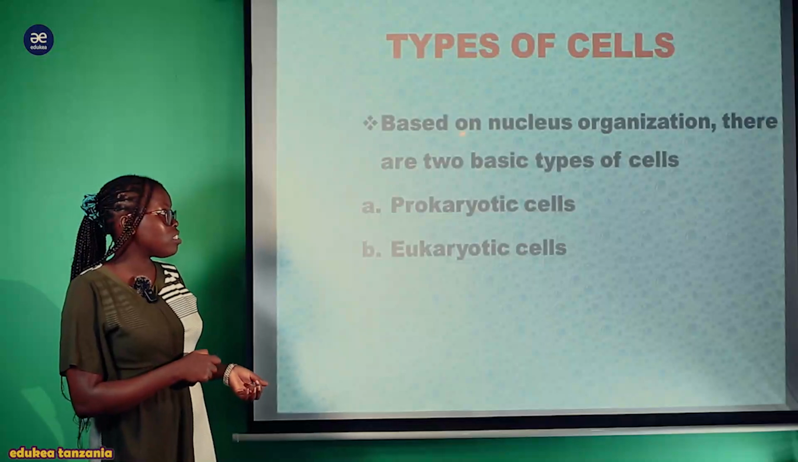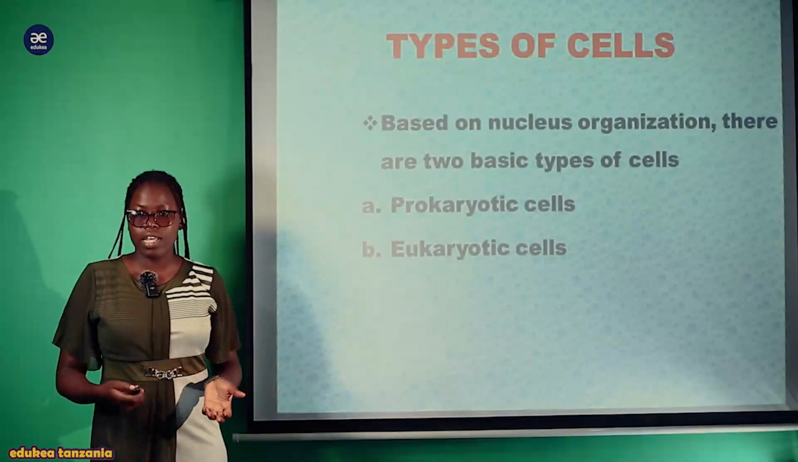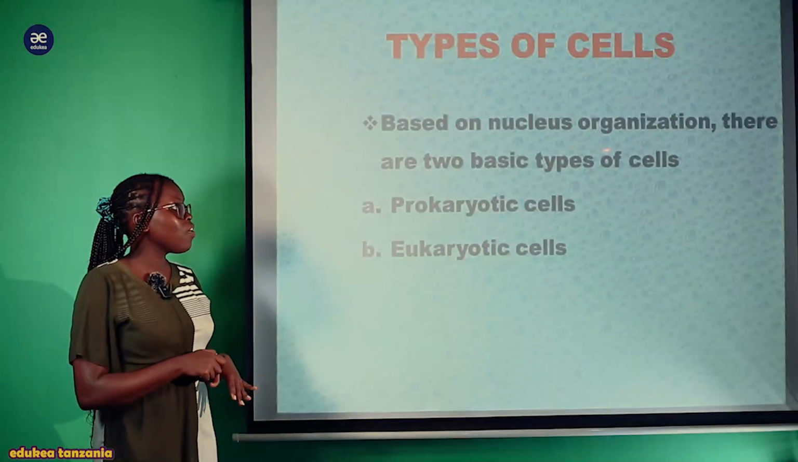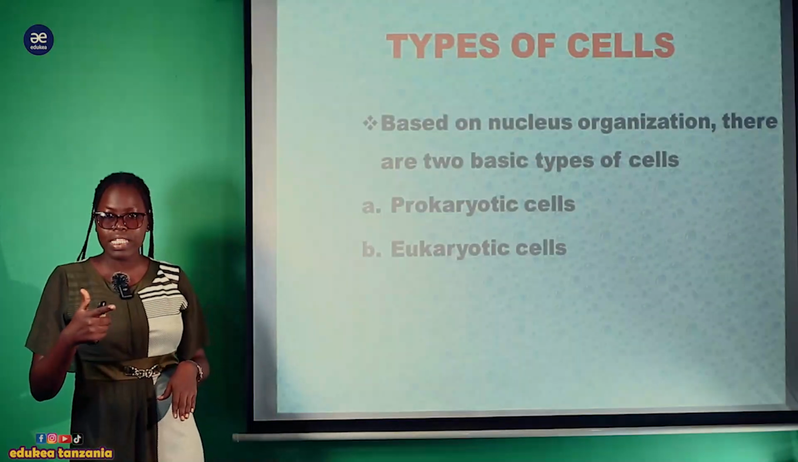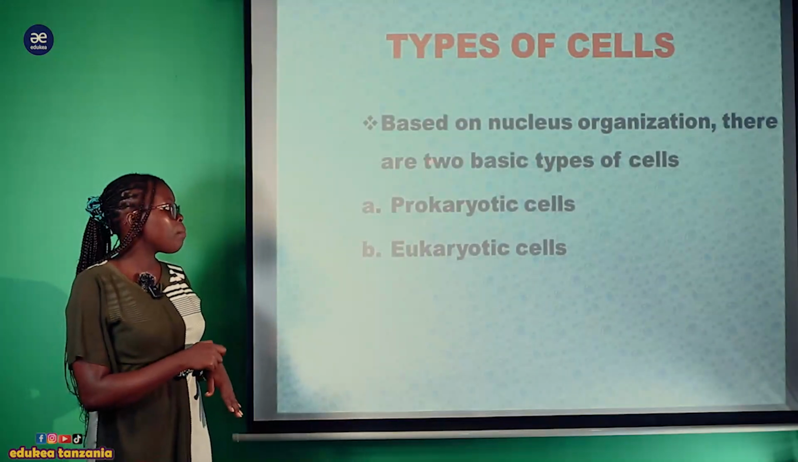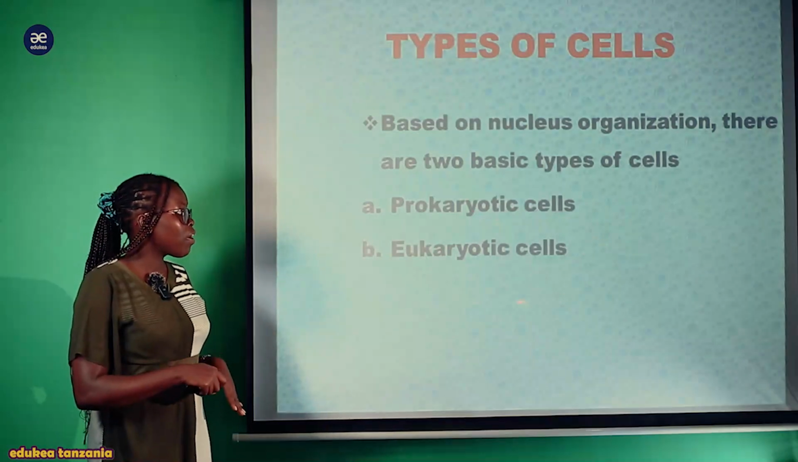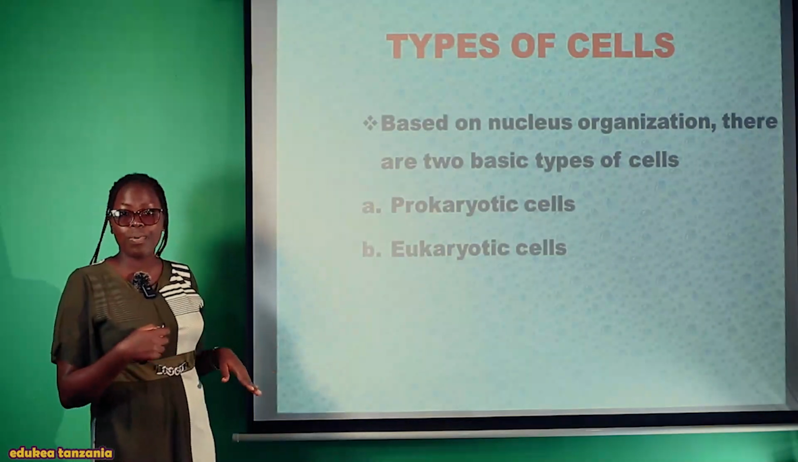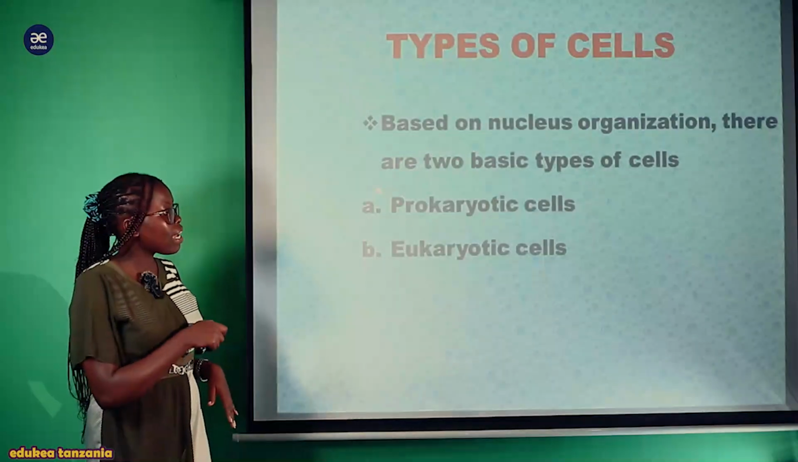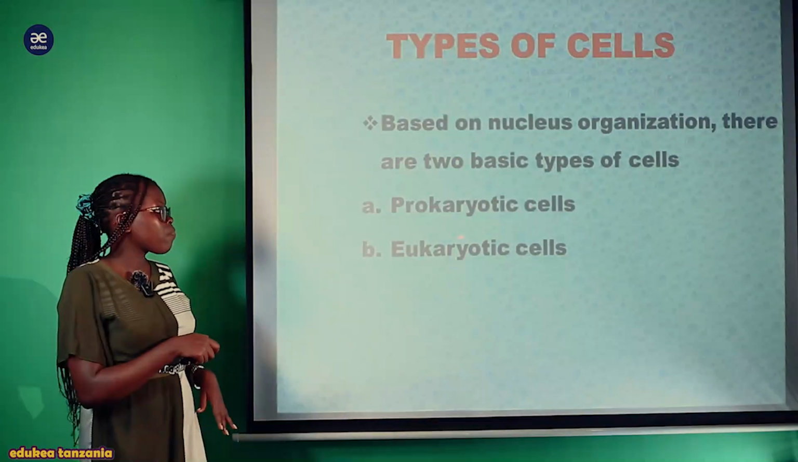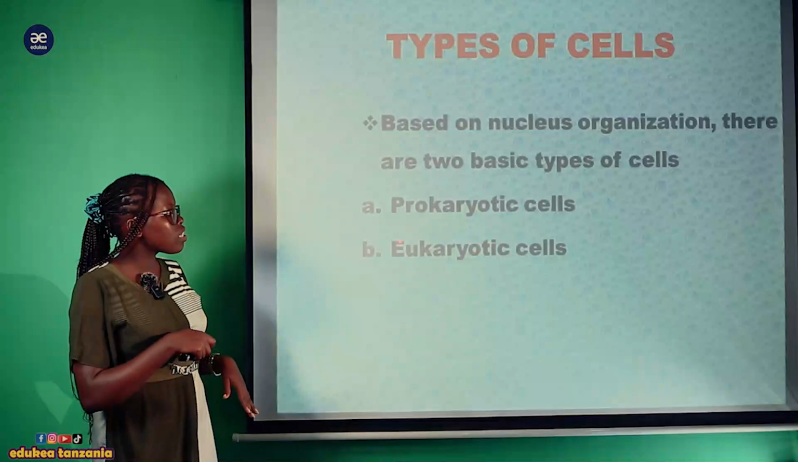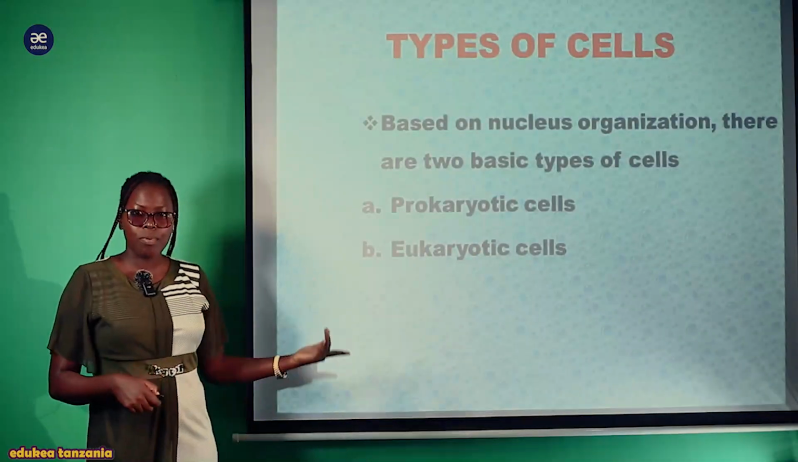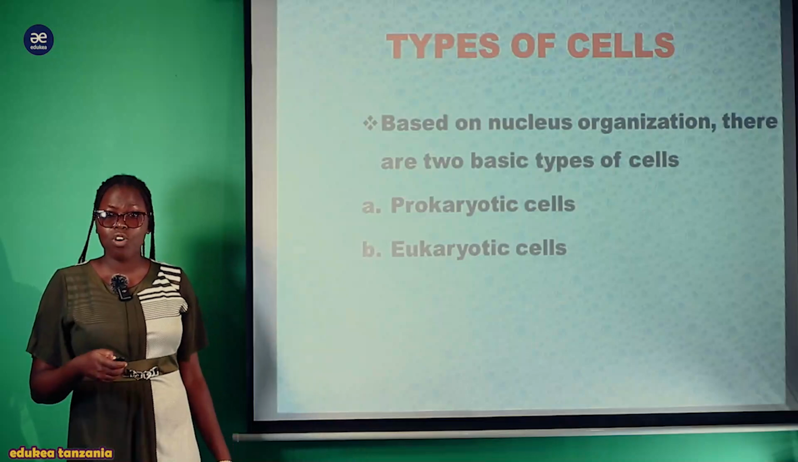My lovely Form 1 students, based on the nuclear organization, there are two main basic types of cell, prokaryotic cell as well as eukaryotic cell. Prokaryotic cell, pro means pre. This was the cell which was first discovered. And the eukaryotic cell was discovered after the discovery of the prokaryotic cell. The prokaryotic cells are mostly found in unicellular organisms. So now let's look at this cell.